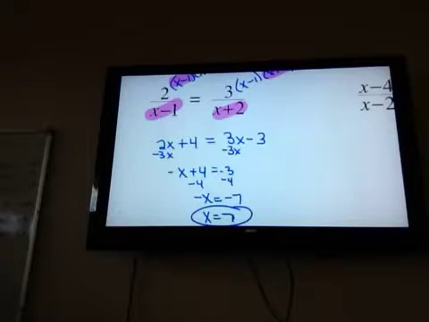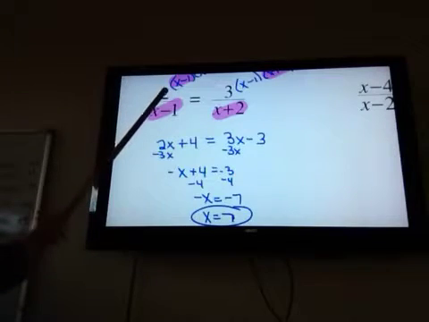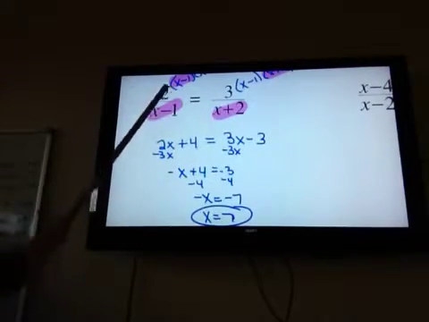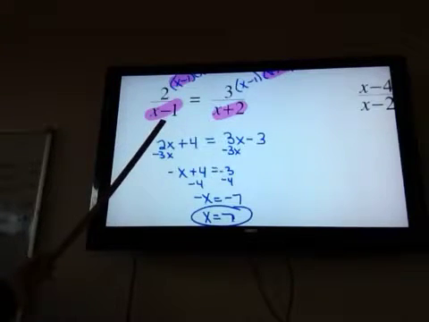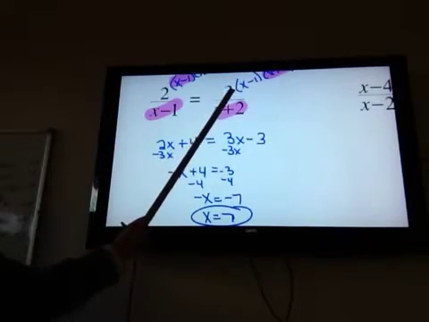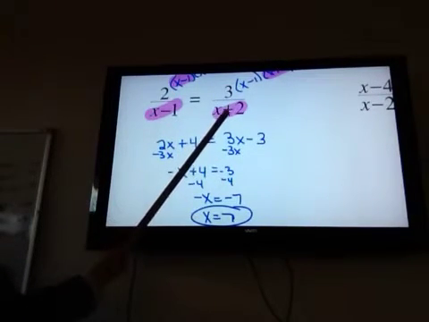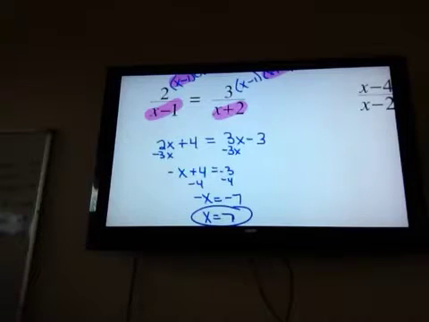Now, it is important that you know that sometimes your answer is not your answer, because it's got to work in the equation. Let me just show you this real quick. You don't have to write it down. 2 over 7 minus 1. 7 minus 1 is 6. 2 over 6 would reduce to 1/3. Over here, 3 over 7 plus 2. 7 plus 2 is 9. 3 over 9 reduces to 1/3, so it works.